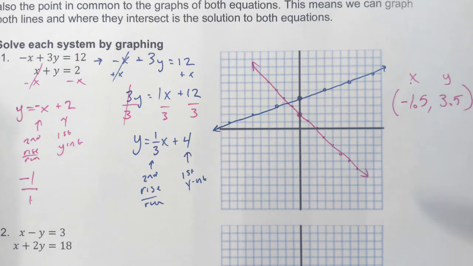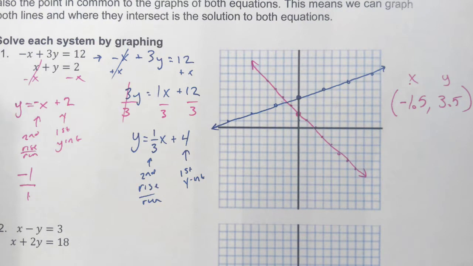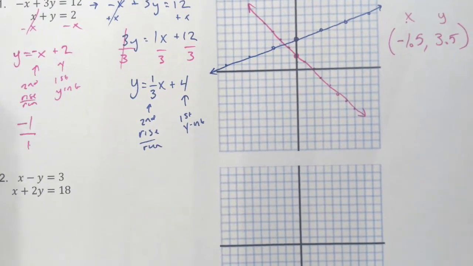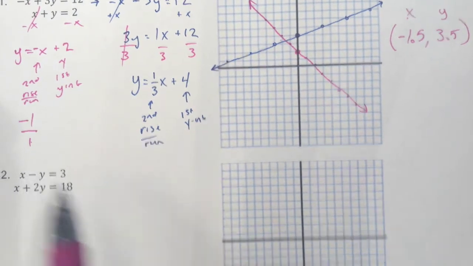3.5, I mean. Okay, so that's close enough. With graphs, sometimes they don't hit perfectly on grid lines. That's one drawback to them. Okay, let's look at this second one.